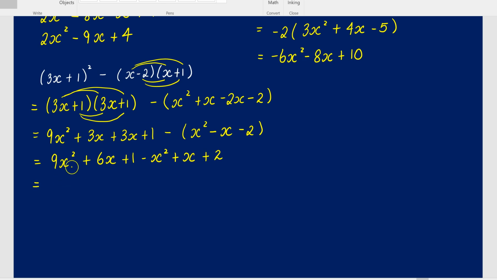Gather our like terms. 9x squared, take x squared, gives me an 8x squared. 6x plus x is 7x. And then we've got 1 plus 2 is 3. So hopefully you got close with that. Remember, it's nice if you do get them all right. You can make a little mistake every now and again. That's not going to mean the end of the world. Just double check and be careful.